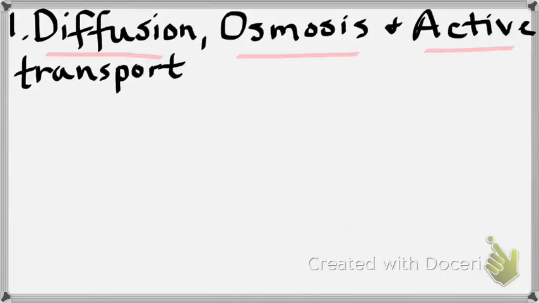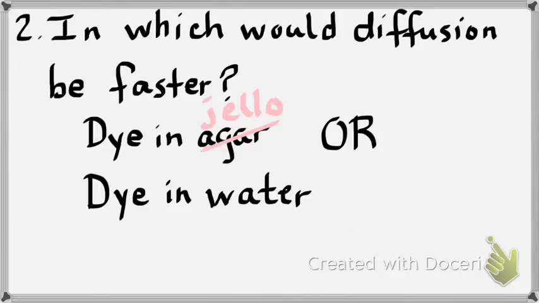Okay. Diffusion of water is given a specific name. What's the diffusion of water through a membrane called? Osmosis. That's good. Okay, so I already answered question number 2. In which would diffusion be faster? Dye in agar or dye in water?